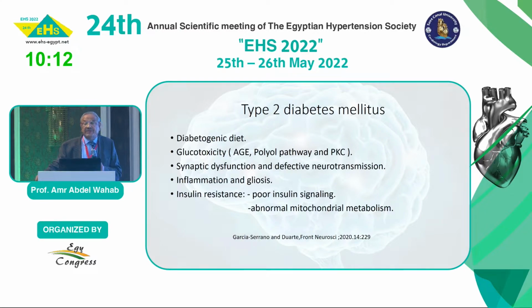Glucotoxicity, advanced glycated end products, the polyol pathway, protein kinase C, all these mechanisms are activated in hyperglycemia. This occurs also with type 1. Synaptic dysfunction and defective neurotransmission, inflammation and gliosis. But specific for type 2 diabetes is insulin resistance. Insulin resistance at the brain level leads to poor insulin signaling with abnormal mitochondrial metabolism.